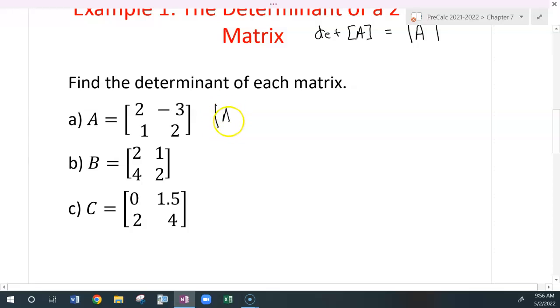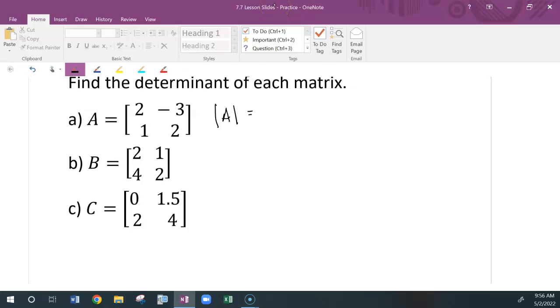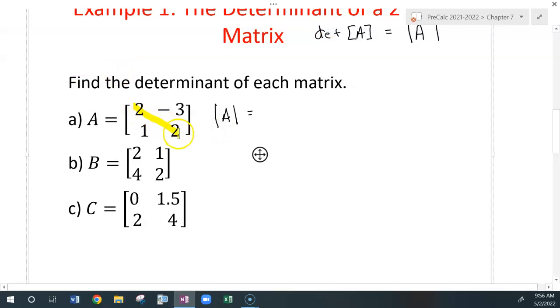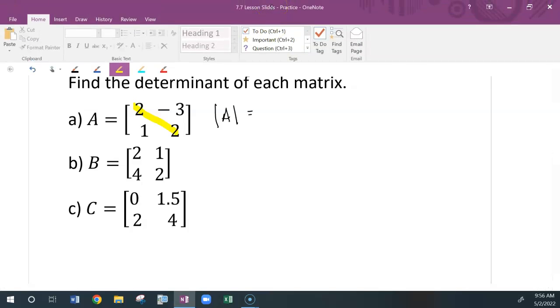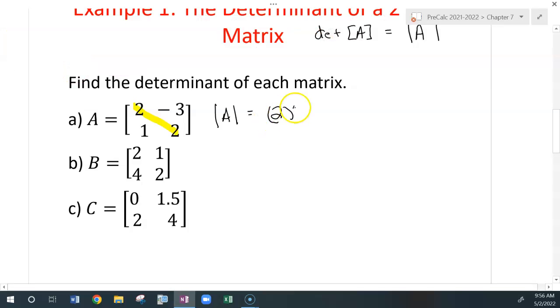So determinant of A is going to equal, and what we're going to do is we are going to multiply down this diagonal. So 2 times 2. And then we're going to subtract, and we're going to multiply up the other diagonals. That's 1 times -3. So I'm going to get a 4 plus 3 equals 7. And that's it. That's your determinant, just one number.